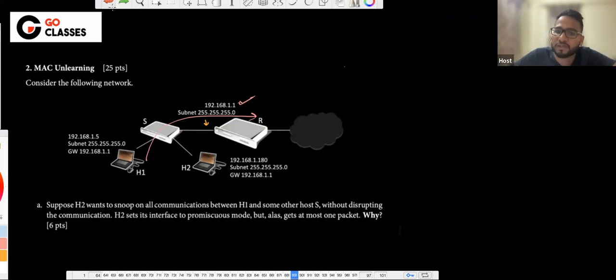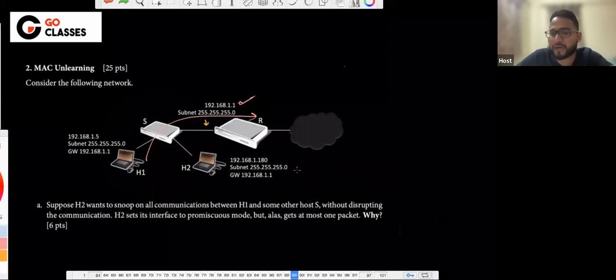So initially the switch doesn't know, but now it will learn that H1 is on this side only. Now if someone is replying, will this switch forward to this side only, or will it forward to H2 also? Only just one side, right? So this H2 will listen to just one packet.